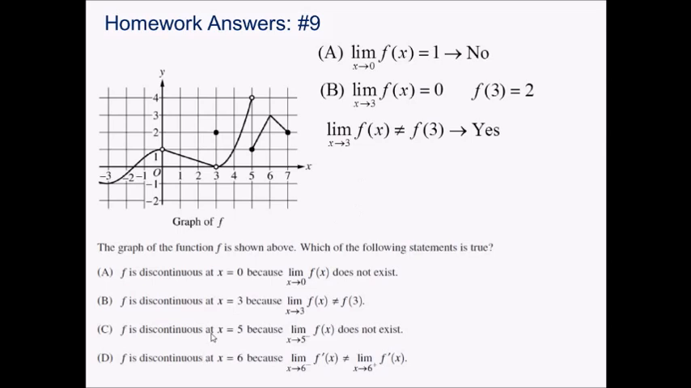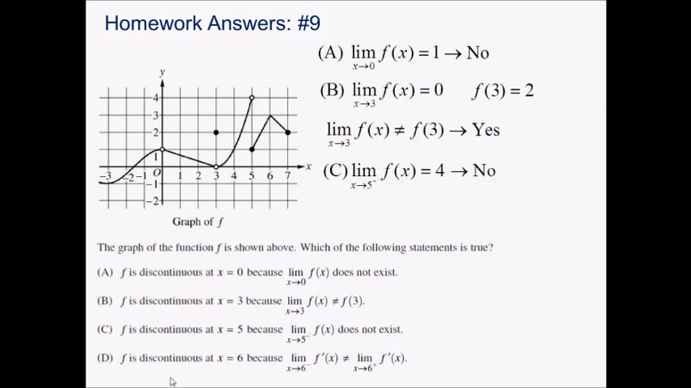So C, f is discontinuous at x equals 5, so that's right here. Discontinuous there because the limit as we approach from the left side does not exist. Okay, well, as you approach from the left side here, you're heading toward this y value up here. That's 4. That does exist, so this answer choice is bogus.